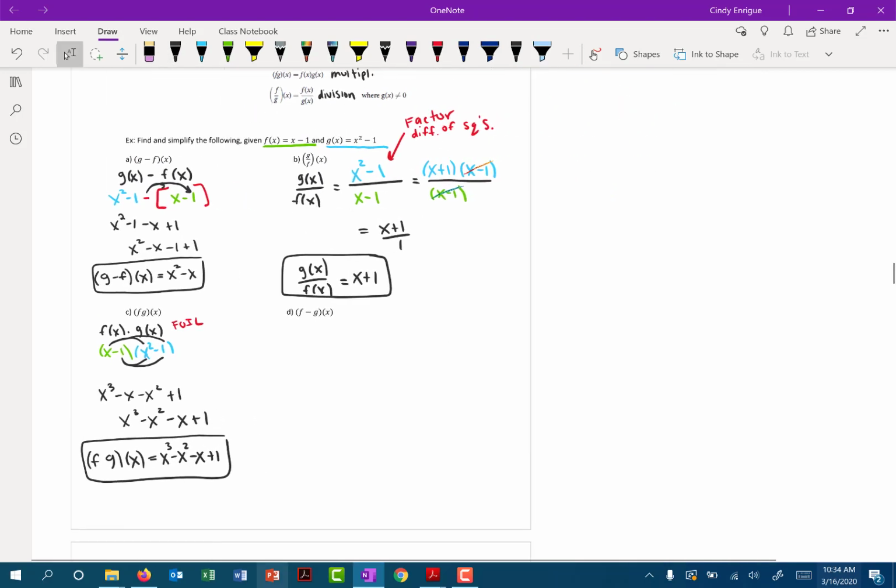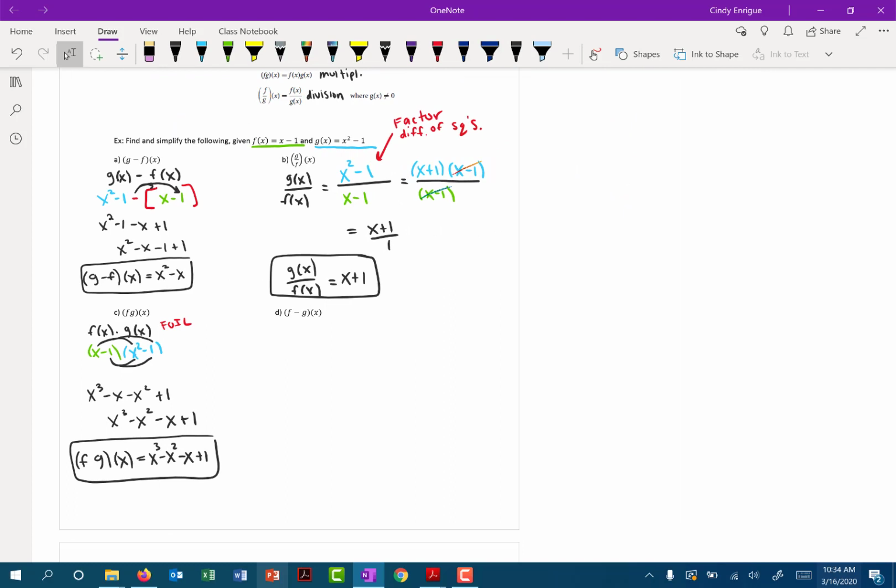Notice how part D is very, very similar to part A. The only difference is the order. So just really pay attention between part A and part D. In part A, g went first, and in part D, f comes first. So because the order is switched around, I'm going to have to rewrite it in the same order. So this is really f of x minus my g of x.